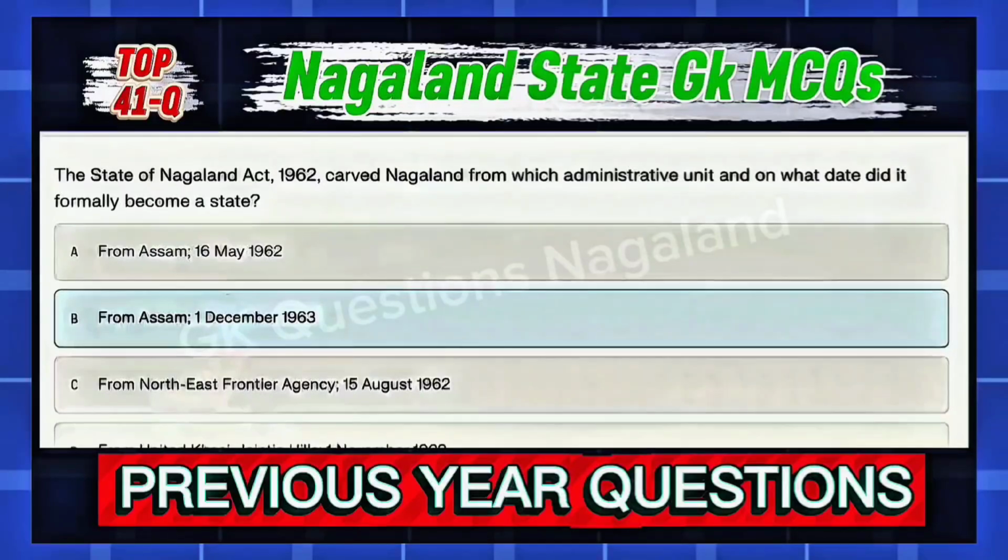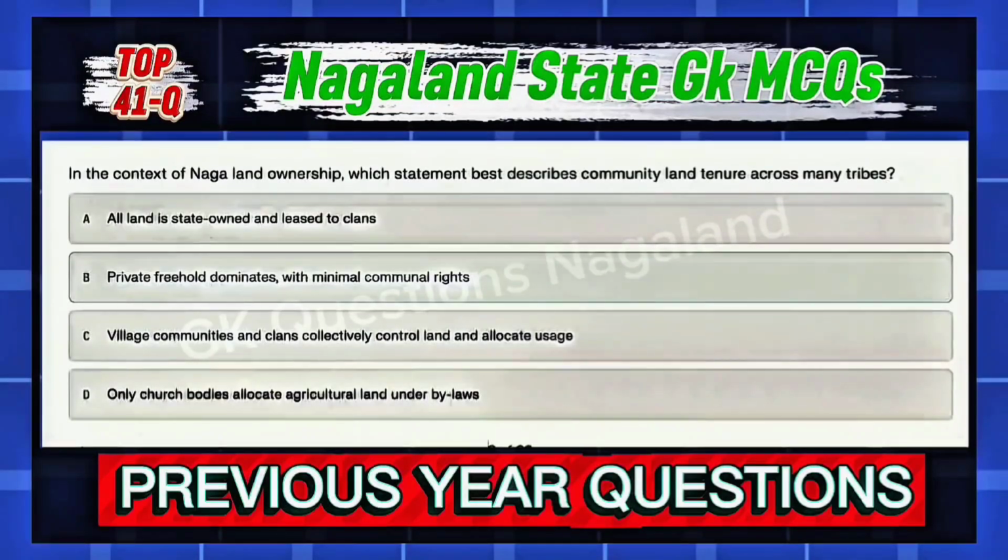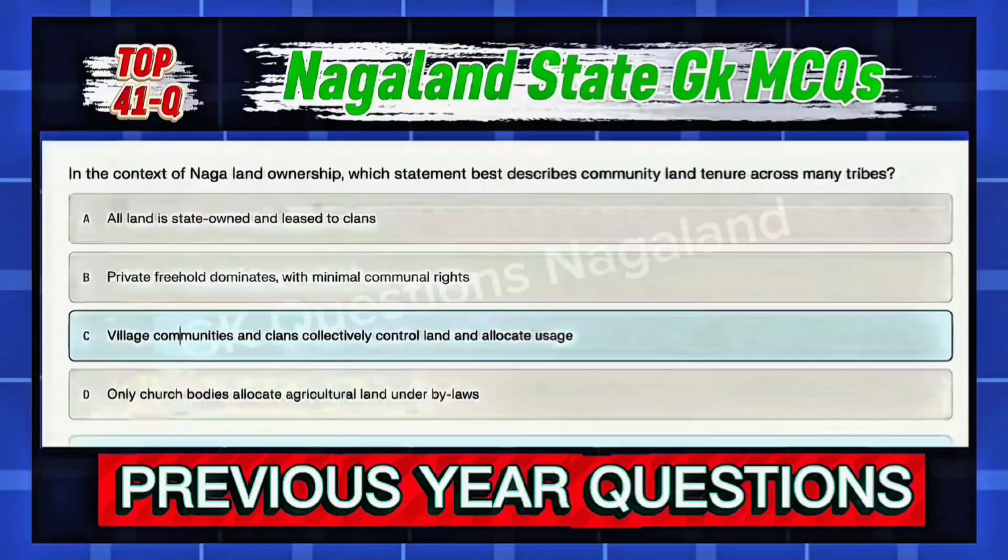Question 24. In the context of Naga land ownership, which statement best describes community land tenure across many tribes? Options: A. All land is state-owned and leased to clans. B. Private freehold dominates with minimal communal rights. C. Village communities and clans collectively control land and allocate usage. D. Only church bodies allocate agricultural land under bylaws. The correct answer is C. Village communities and clans collectively control land and allocate usage.